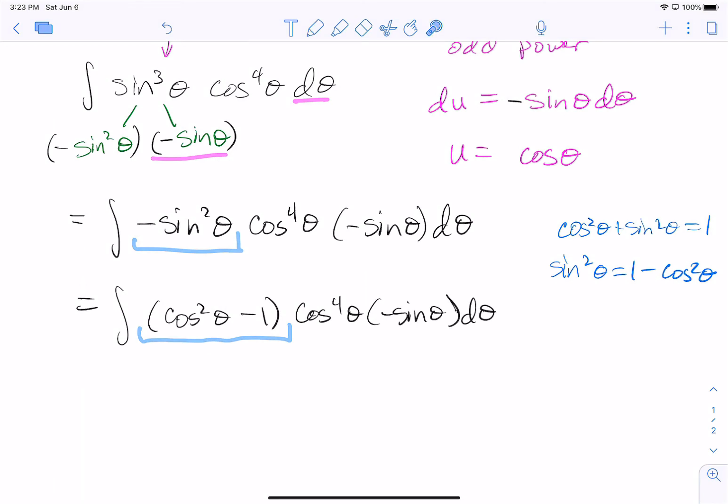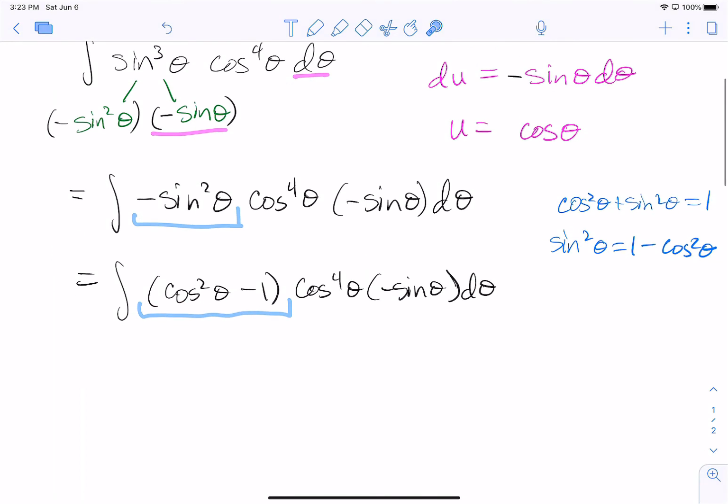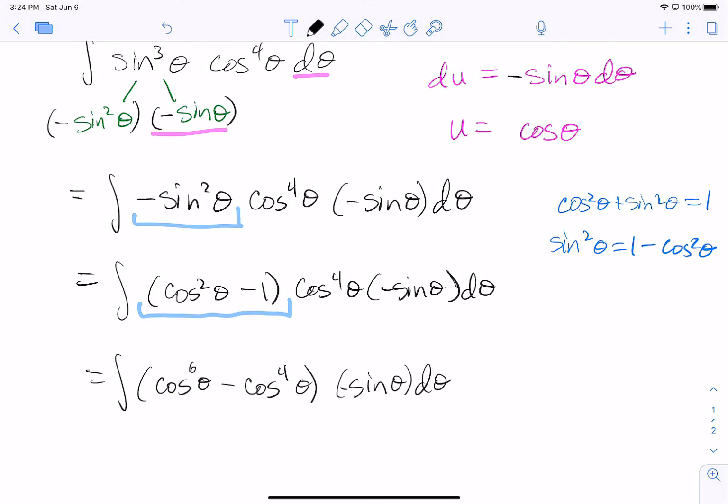Now we have that negative sine of theta d theta is our du, and all of the other instances of trigonometric functions are cosine of theta, or cosine of theta to a power. Let's simplify the integrand and see what happens. When I say simplify, I mean distribute the cosine to the fourth of theta. We end up with the cosine to the sixth of theta minus the cosine to the fourth of theta times the negative sine of theta d theta.